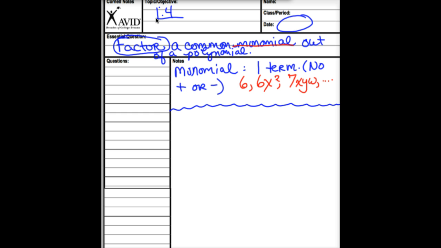The first thing you need to do is, let's put one down here. Let's put a nice easy one. How about 5x squared plus 10x. When you look at both of these terms, the 5x squared and the 10x, they have something in common. And what they both have in common numerically, if you look at the 5 and the 10, is they both have a 5 in it.